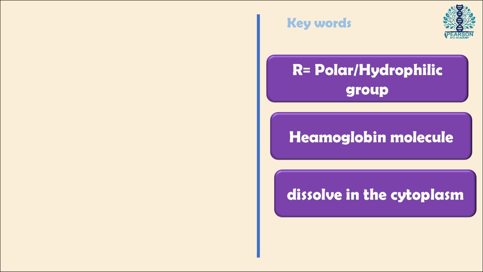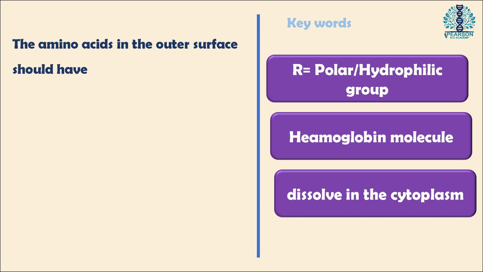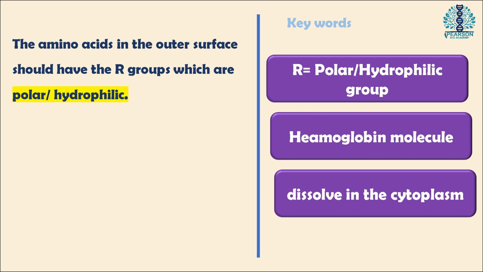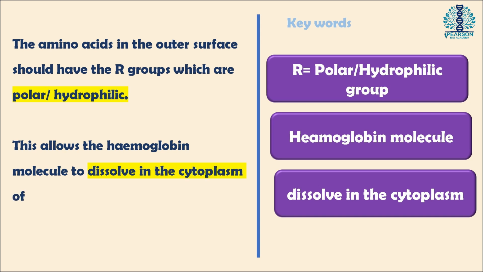For example, you can write that the amino acids in the outer surface should have R groups which are polar or hydrophilic. Then make sure to explain why this is important. You need to include the reason. This allows the hemoglobin molecule to dissolve in the cytoplasm of red blood cells. So that's why the outer surface needs to be hydrophilic. If you give an answer like this, then it would be perfect for this question.